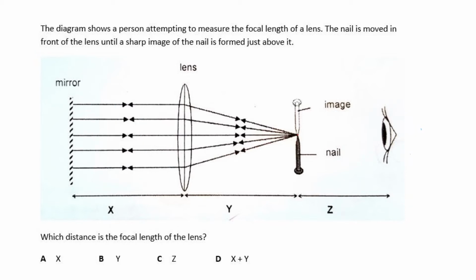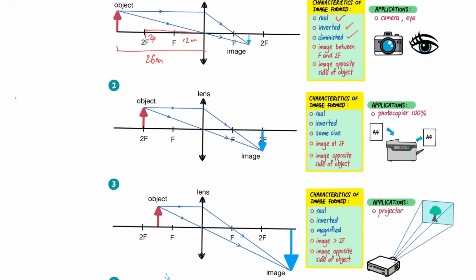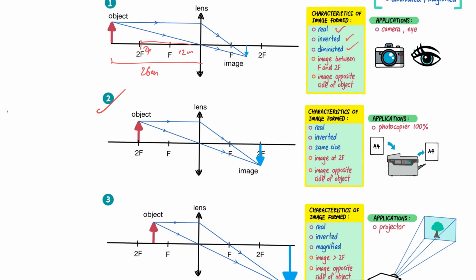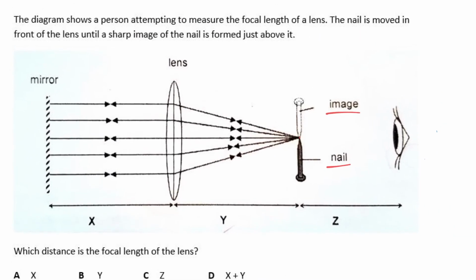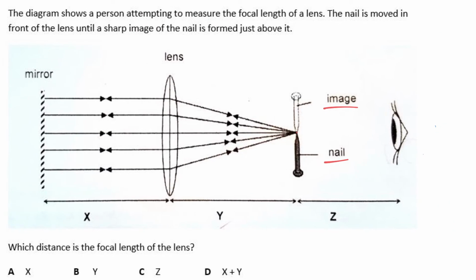One common mistake by students is when they see that the image and the nail are of the same size, they think that this will be scenario 2 where the object is at 2f and the image will be exactly at 2f and they are of the same size. So this is 2 times the focal length. But you have to take note that the image and the object are on different sides of the lens. For this case, the object and the image are on the same side. If you were to think of it that way, your focal length naturally will be y divided by 2. But of course, if you look at the options here, it's not one of the options. So obviously, this is wrong.